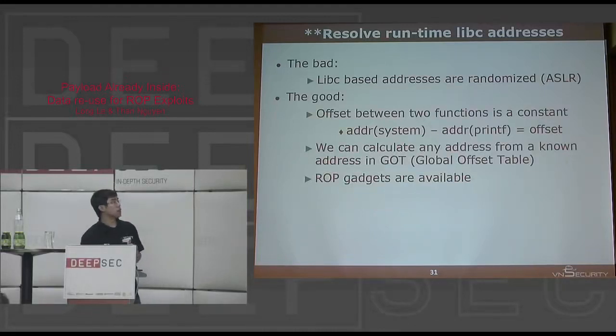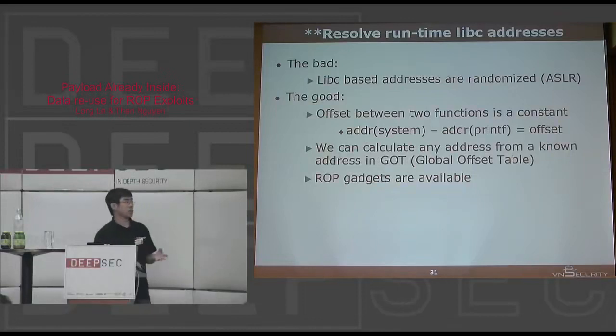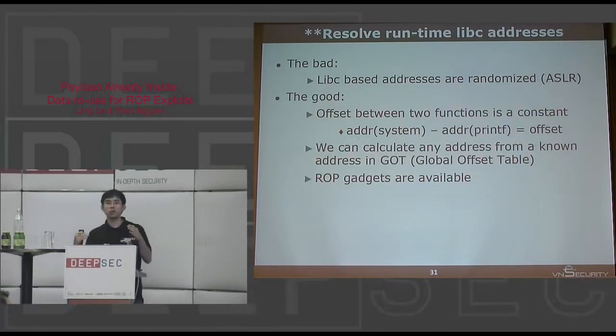Let's say I want to know the address of system, and the binary itself uses some libc function, let's say printf. What I can do is resolve it at runtime by calculating it. When the library is running, it is loaded into memory, right? The base address can be random. However, the offset between two functions is still the same.